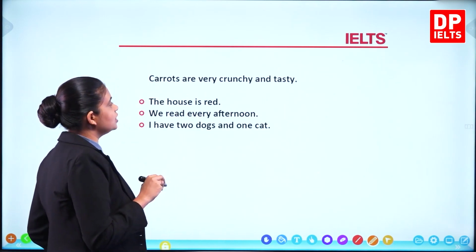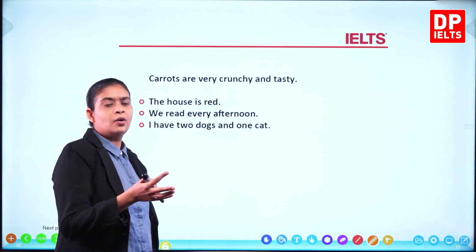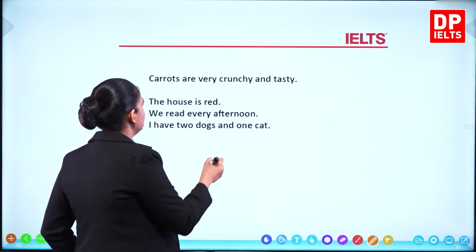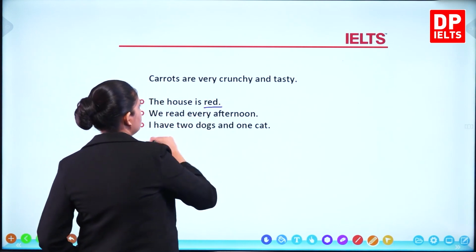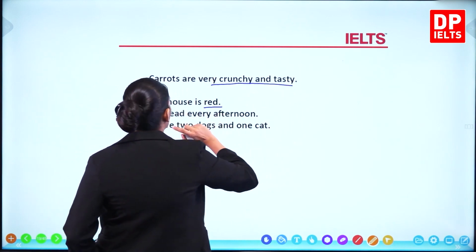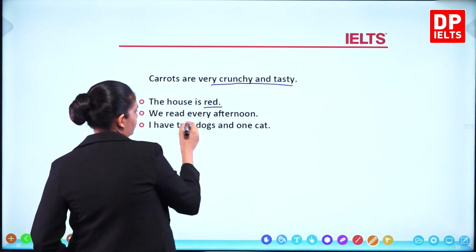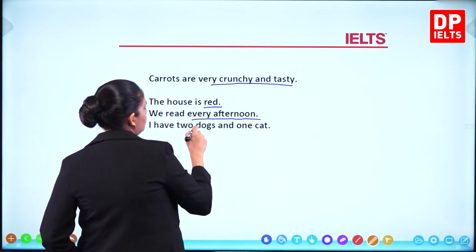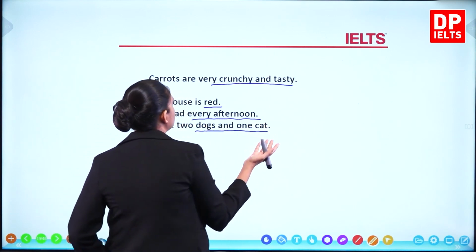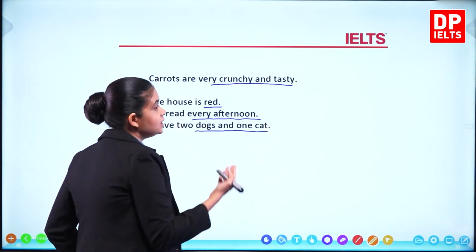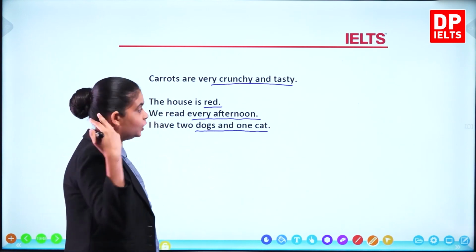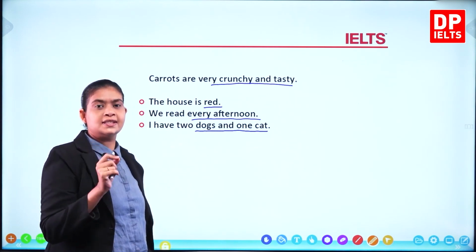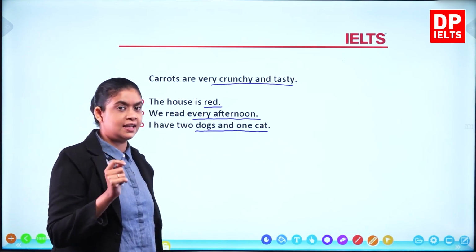Carrots are very crunchy and tasty. You're declaring how carrots are crunchy and tasty. The house is red. So you're declaring the color of the house. Okay? We read every afternoon. So how do you read every afternoon? You're declaring it. Okay? I have 2 dogs and 1 cat. You're declaring what you have. Because these are declarative statements, your sentence type is a declarative sentence.